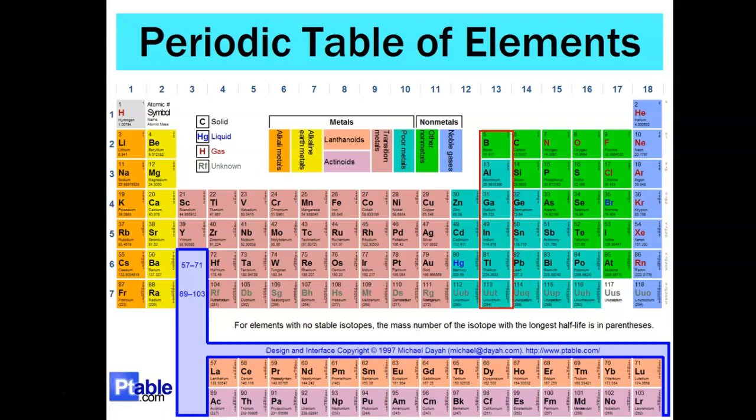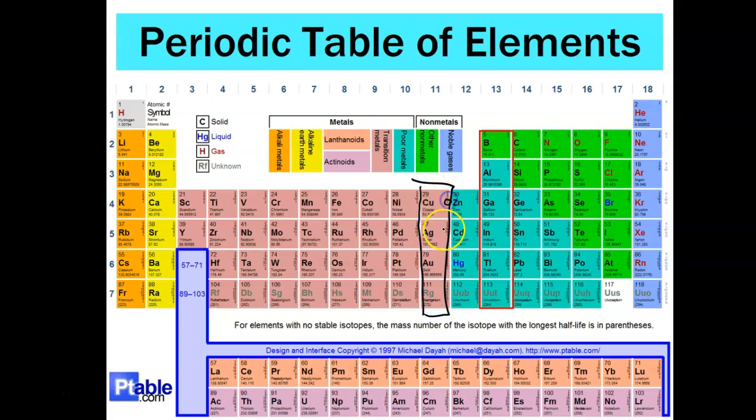So that means boron would be a good insulator. Here's the valence. So here's our conductors right here.